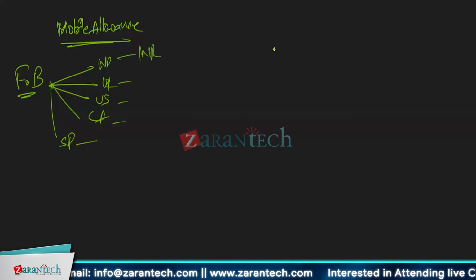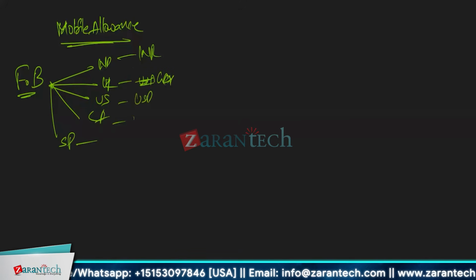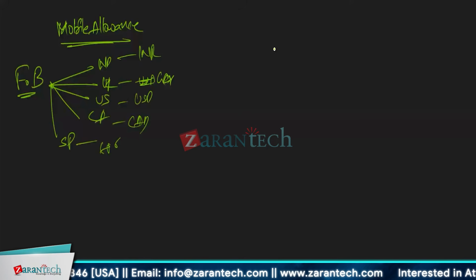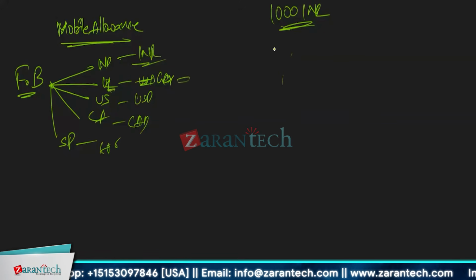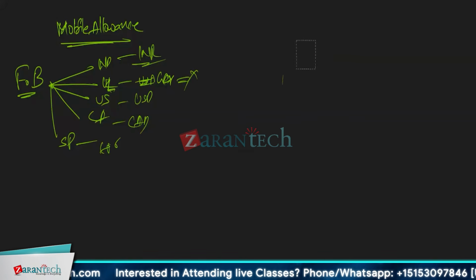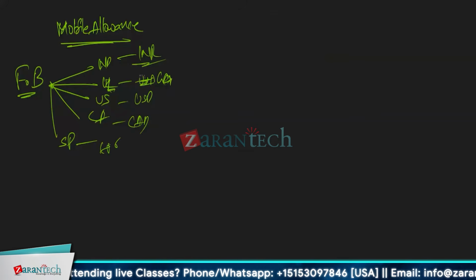So here it is INR, here it is USD, what is this? UK, right? So here it is GBP, which is pounds. In US it is USD, in Canada it is CAD, this is euro. If I say that all employees are going to get 1,000 INR, for employees in India, this does make sense. But will it make sense for an employee in the US? It will not make sense. 1,000 INR is very less. It does not cover exactly. So you might want to have different amounts for different countries.